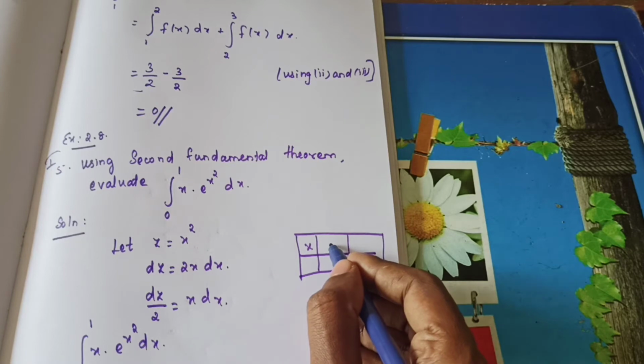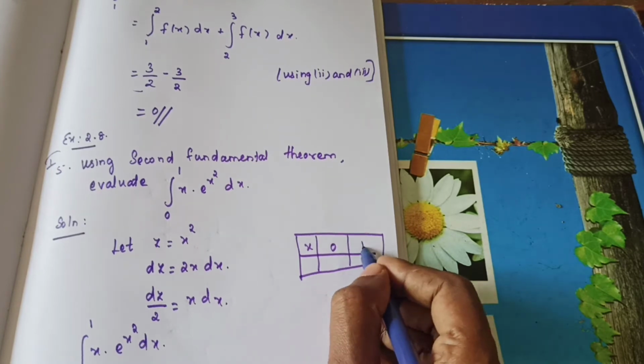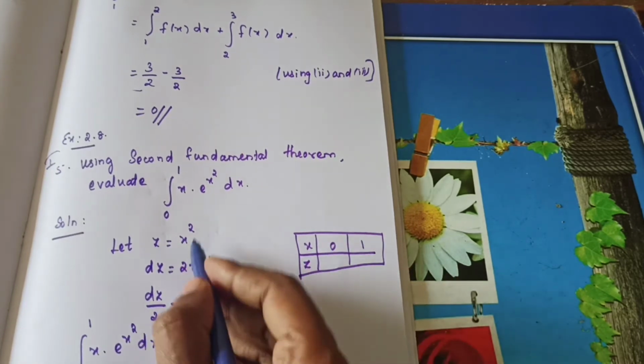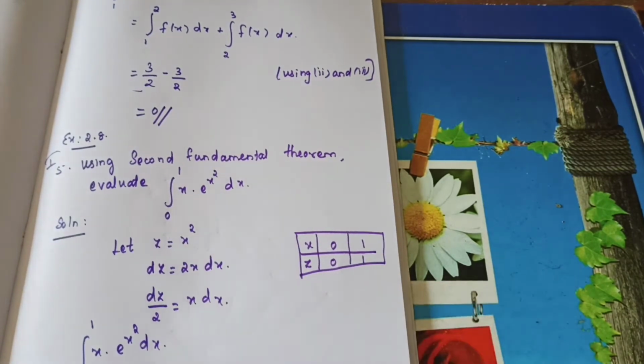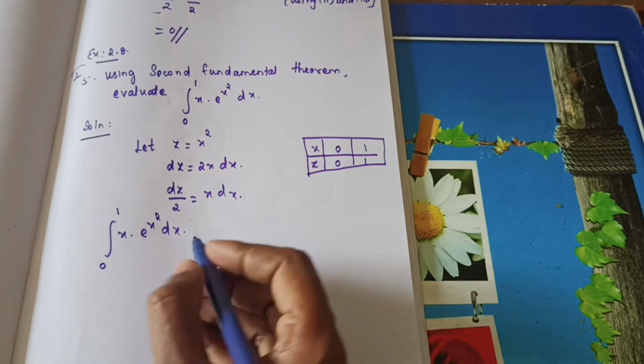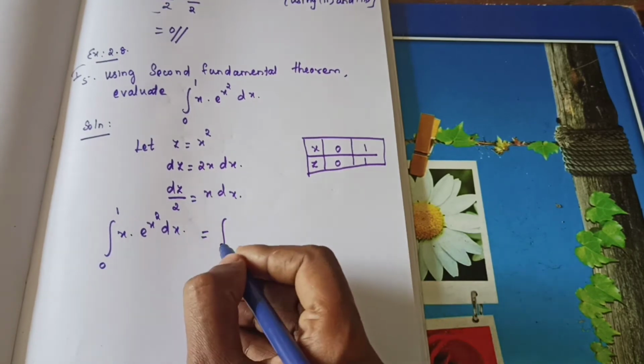So for x, the interval limit is 0 to 1. Change it for z, meaning z equals x square. Is it right? So 0 only you will get, and 1 square means that also 1 only you will get. Okay. Now substitute the value here. Same interval, it's not changed.